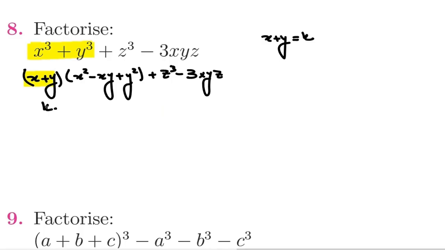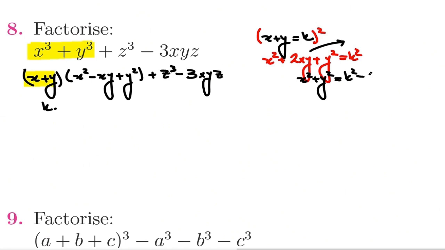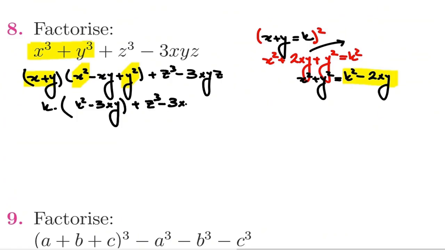This part becomes k. If we square both sides, we get x squared plus 2xy plus y squared equals k squared. So from here, x squared plus y squared equals k squared minus, if we move this to the other side, 2xy. So now, instead of x squared plus y squared, I'll write k squared minus 2xy. There's also a minus xy here. So I made it minus 3xy plus z cubed minus 3xyz. We've obtained this. Now let's distribute this to the other side: k cubed minus 3xyk plus z cubed minus 3xyz.